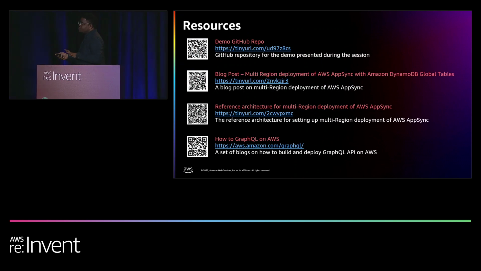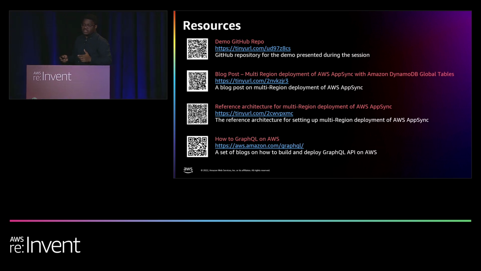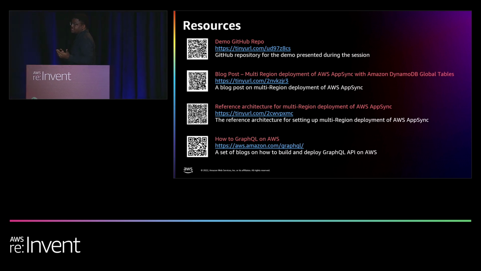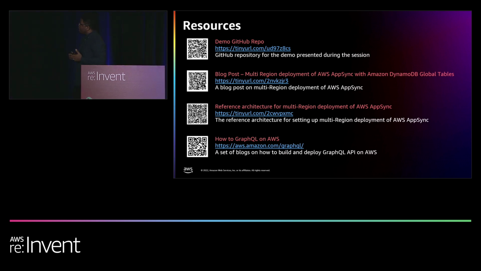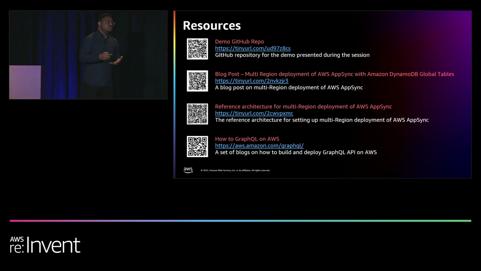So key resources for you to take away. The first one is the QR code for the GitHub repo I just showed you, on AWS samples, the CDK app repo. That's the first QR code. The second is a blog we wrote a while back about deploying AppSync in multi-region, and then we have a reference architecture for the active-active pattern, which you can also have a look at. And if you are new to AppSync and GraphQL, feel free to get started with How to GraphQL on AWS.